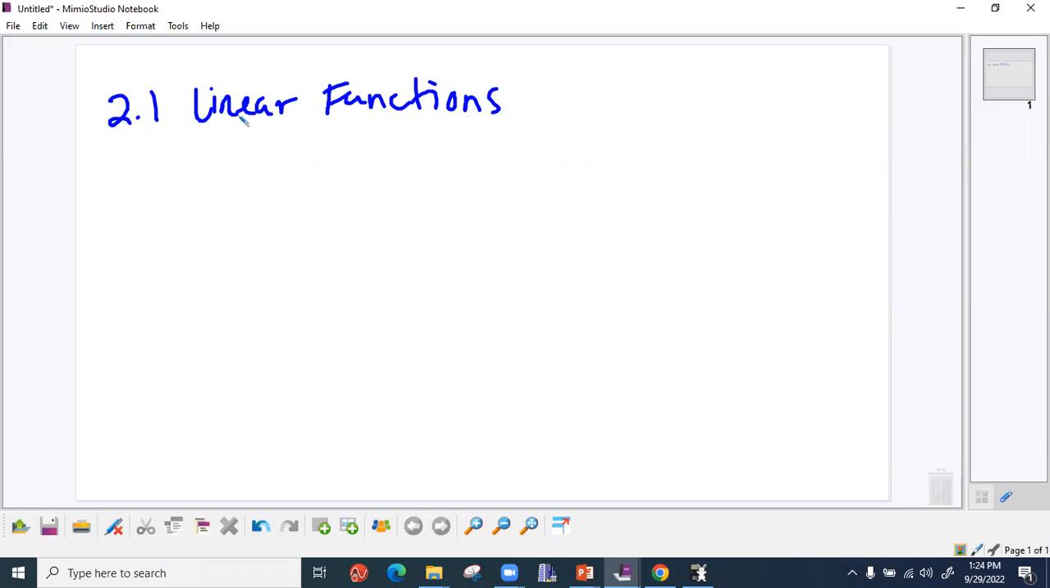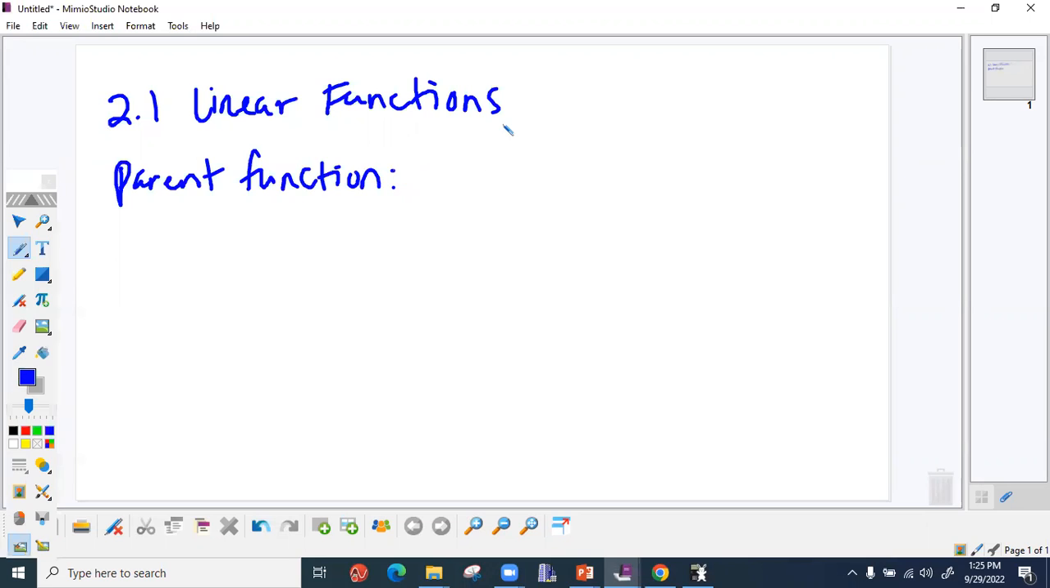2.1 linear functions. We're going to start off with what is a linear equation. So the parent function of a linear is what? Anyone? X. It's just x. The parent function of a linear is f of x equals x. That's the parent function of a linear, correct? Now, this is when we're talking about f of x equals x. Let's try that again, and pretend that I went through the origin. That's what that looks like, right?